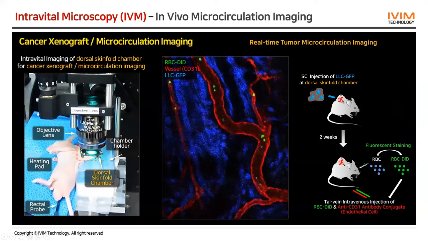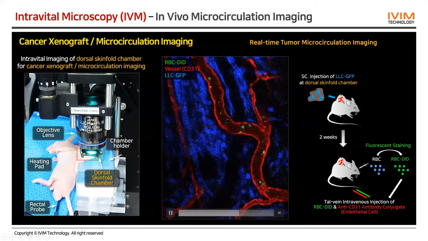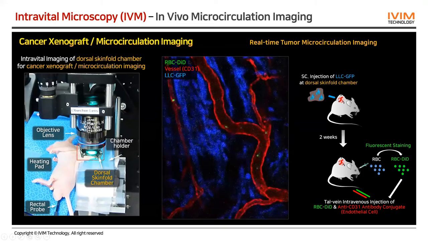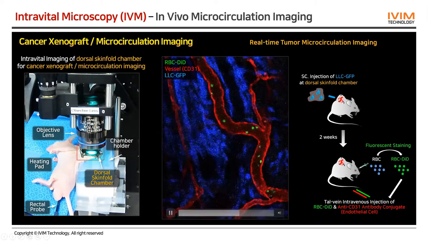Okay, so this is another example, a tumor microcirculation imaging. In this particular example, we use a dorsal skin fold chamber that holds the xenograft cancer cells in the subcutaneous tissue. I'll explain it in more detail later. What we are looking at here in the middle, in green, is the red blood cells flowing inside the vessel. And the red one is actually the vessel, the endothelial cell. Again, it's labeled by anti-CD31 antibody conjugated with a fluorophore, and that was intravenously injected. This antibody conjugate circulates the whole body and systemically labels the endothelial cells, so you can clearly visualize the vessel.